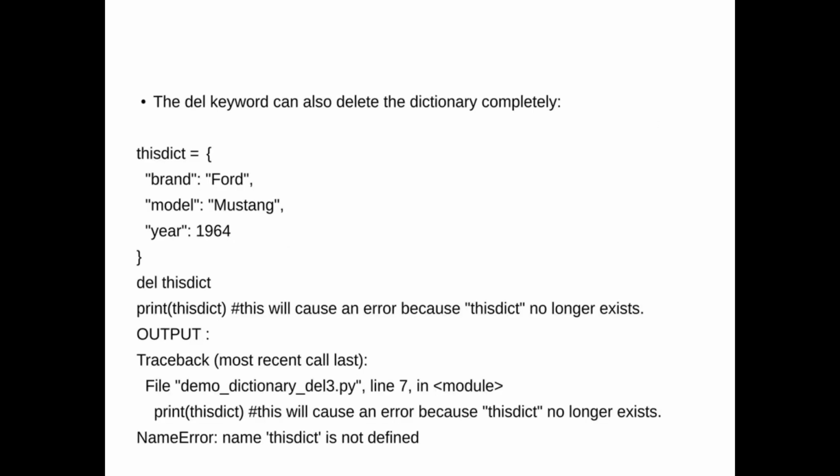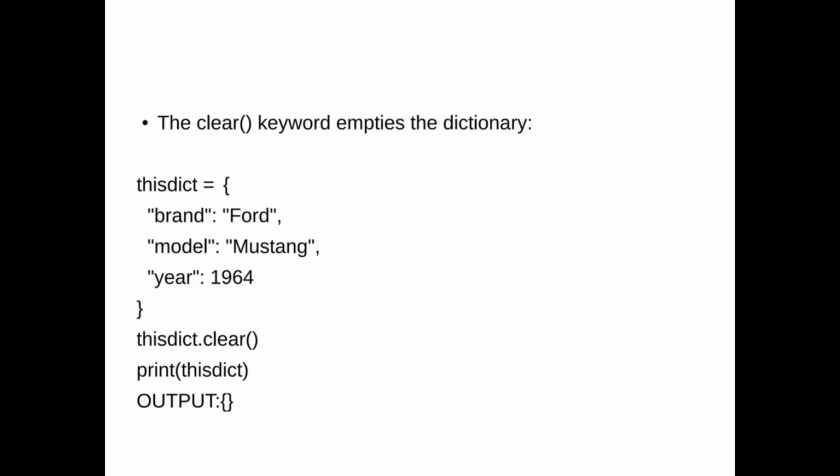The del keyword can also delete the dictionary completely. Delete the dictionary completely, so the entire data should be removed. Okay, brand, model, year, by using del this dictionary. The clear keyword empties the dictionary. Clear means all the fields are removed, but the structure is displayed: the open and close braces should be displayed.